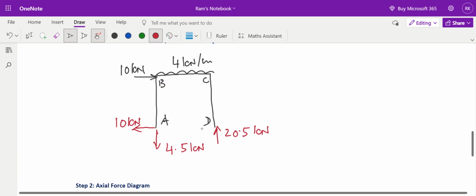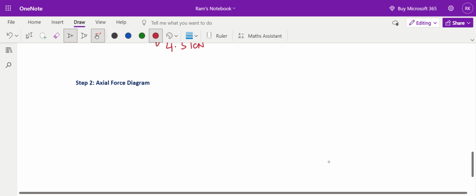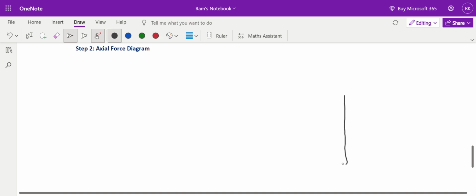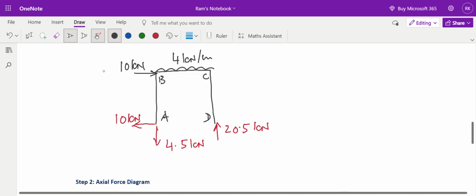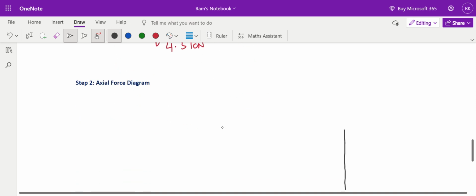going to get solved. So I will start drawing the axial force diagram from D to C. So I will draw the axial force diagram first of D to C. So D end is over here, C end is there. I am drawing the axial force diagram. I am showing the applied forces first.